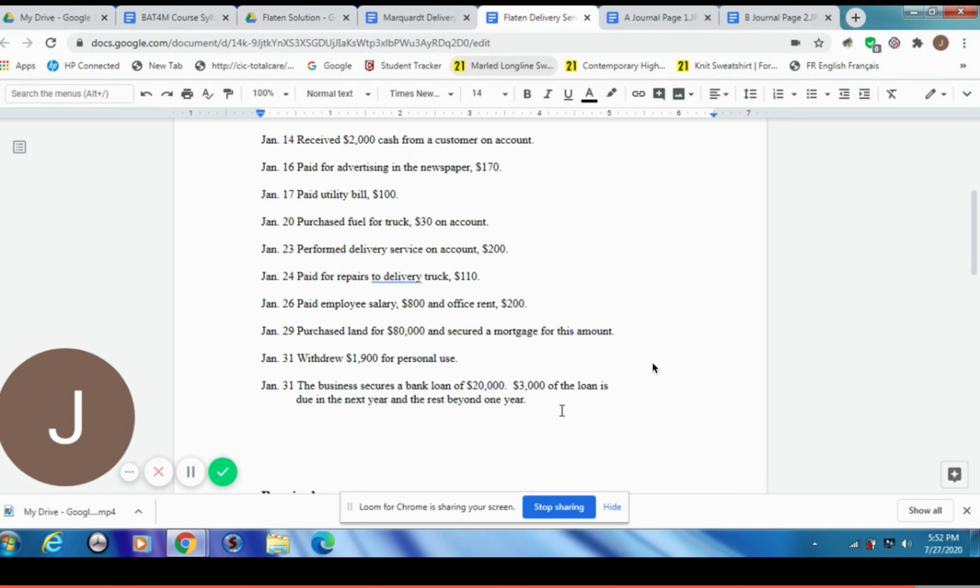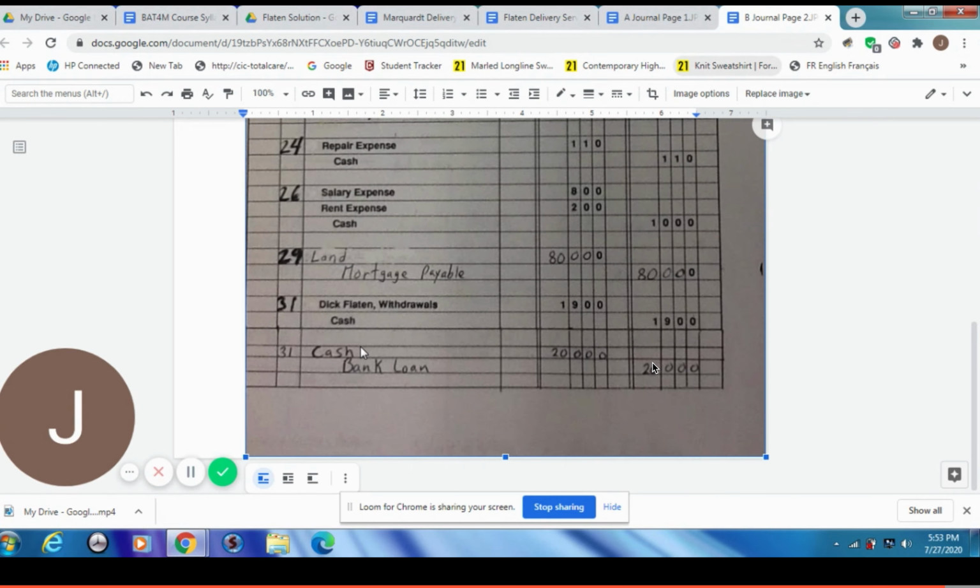So when we do a balance sheet at the end of January, $3,000 of the bank loan will be a current liability. The other $17,000 will be a long-term liability. So we actually have to split this total liability up between short-term and long-term, and that's when we do the balance sheet. But when we do the journal entry, we don't have to split it up at all. All right, so our journal entry is going to look like this. It's simply a debit to cash of $20,000 and a credit to bank loan of $20,000. In terms of the journal entry, it's just we received a bank loan.